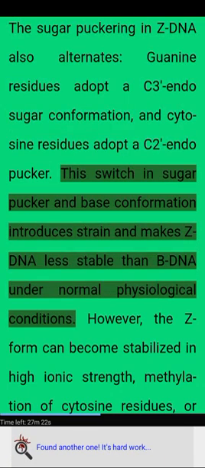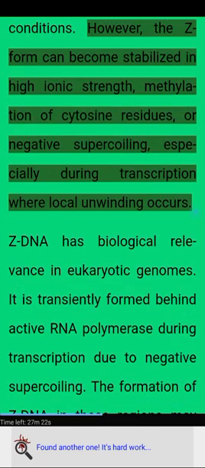This switch in sugar pucker and base conformation introduces strain and makes Z-DNA less stable than B-DNA under normal physiological conditions. However, the Z form can become stabilized in high ionic strength, by methylation of cytosine residues, or by negative supercoiling, especially during transcription where local unwinding occurs.